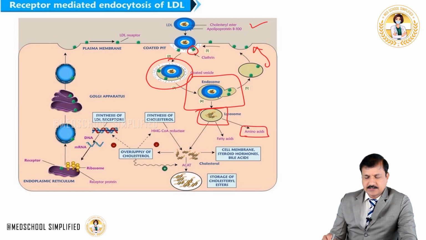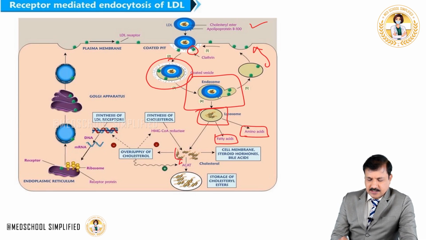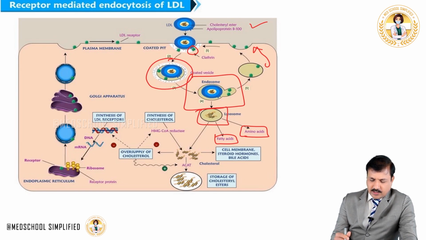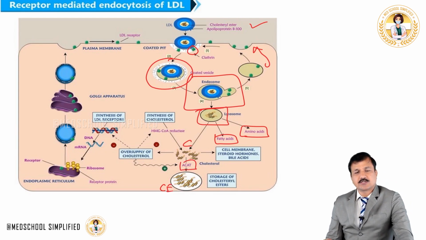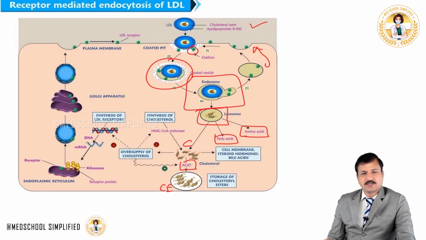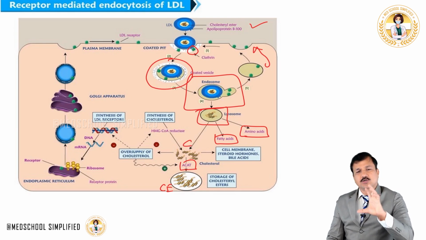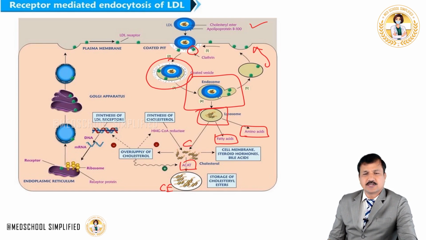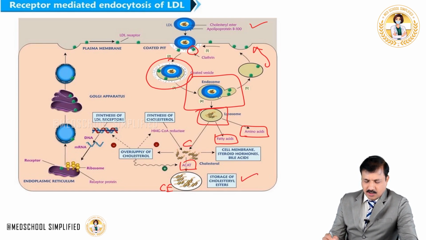So ApoB100 is degraded into individual amino acids, fatty acids are released, cholesterol is released, and all the content, including vitamin E, is released into the peripheral tissue. Now, the cholesterol inside the cell is converted into cholesterol ester. Cholesterol into cholesterol ester is done by the enzyme acyl transferase. And now this acyl transferase enzyme is the enzyme that will store this cholesterol inside the cell as cholesterol ester, and that cholesterol ester, if it is necessary for cell membrane formation, can also be used.